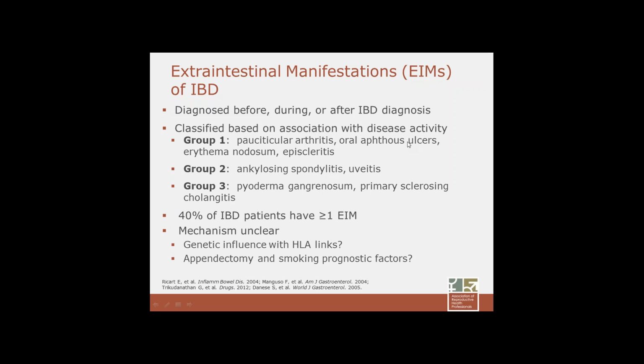There are certain ones that are much more prone to be in women, like erythema nodosum and the arthritis, where men have more risk for primary sclerosing cholangitis. It's interesting that having had an appendectomy for appendicitis makes patients less likely to have an extraintestinal manifestation, and that if you smoke, you will have more extraintestinal manifestations if you are a Crohn's patient.